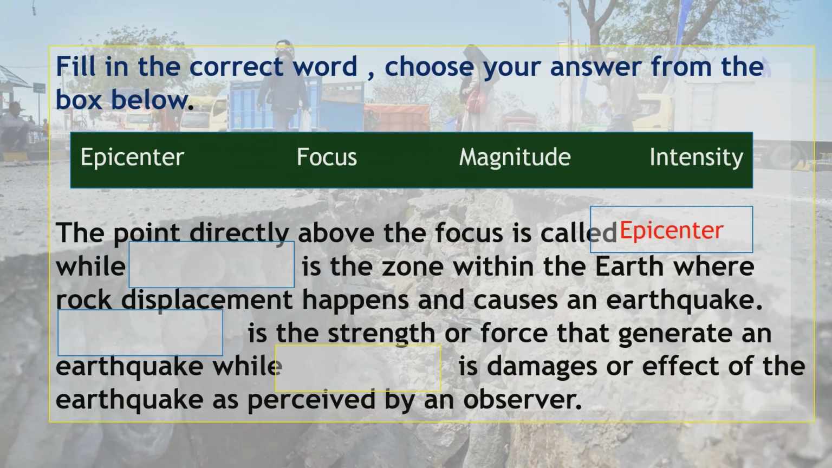While blank is the zone within the earth where rock displacement happens and causes an earthquake. Okay, that is the focus, where the earthquake started. Next, blank is the strength of force generated by an earthquake. How strong the earthquake is. That is the magnitude, right? While blank is the damage, remember, the effect of the earthquake as perceived by an observer or the people around. Very good, that is intensity. Now you are able to differentiate the epicenter and the focus and also the magnitude from intensity.